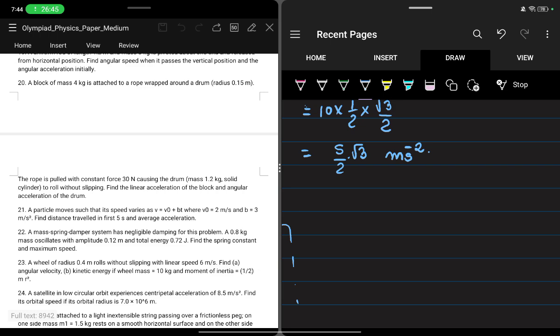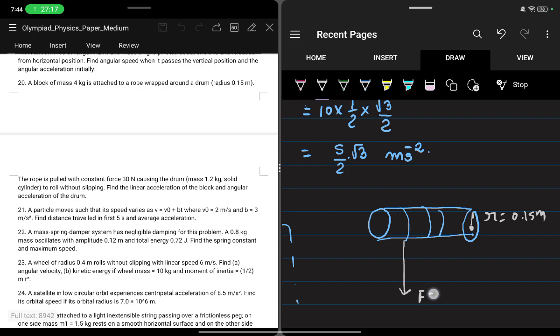A block of mass 4 kg is attached to a rope wrapped around a drum. This is our drum. Drum means a cylinder, okay? And this is the rope. So the radius of this drum or cylinder is 0.15 meter. The rope is pulled with a constant force 30 Newton. So this is rope and we are pulling this rope, okay? With the force 30 Newton, causing the drum.